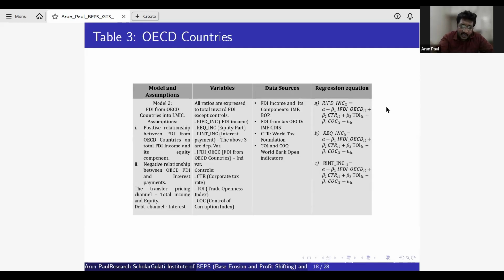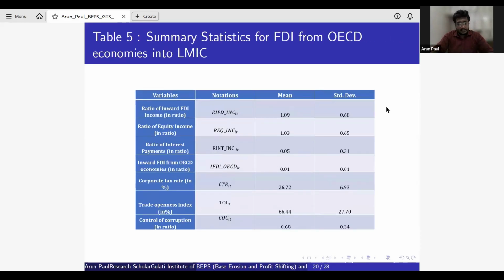In the case of OECD countries, the exact opposite assumption is taken. We assume a positive relation between FDI from OECD countries and total FDI income and its equity component, and a negative relationship between OECD FDI and interest payment, and the controls are all the same. This is a summary statistics which I will not spend so much time on.